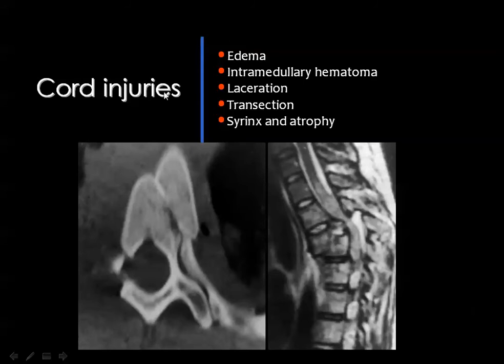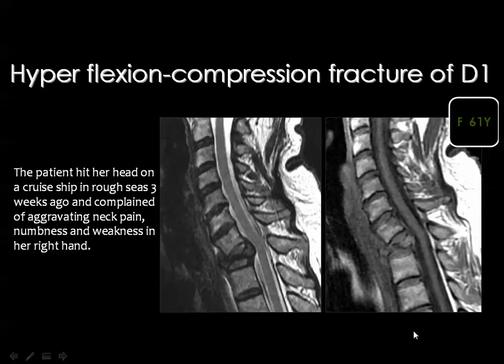These are the possible lesions that can be seen in the spinal cord in cases of spinal trauma. Of course, edema is very common. Intramedullary hemorrhage, laceration of the spinal cord, complete transection of the cord, and the development of intramedullary syrinx and cord atrophy are usually considered late sequelae of trauma.